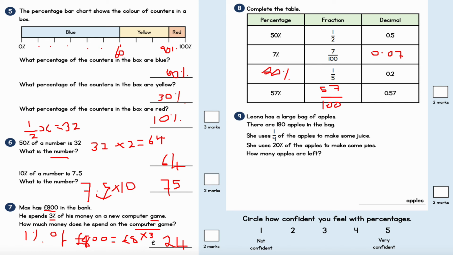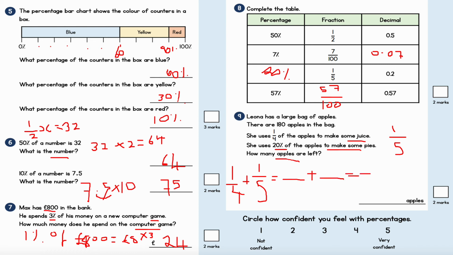This is question number 9. Leon or Leona has a large bag of apples. There are 180 apples in the bag. She uses a quarter of the apples to make some juice. She uses 20% of the apples to make some pies. How many apples are left? Well, let's just convert this percentage to a fraction. I know that 20% is the same as saying 1/5 from my previous question. So if I do a quarter plus a fifth, that will tell me how much I've used altogether, and then from there I can take it away from the whole number 1, and that will tell me what my answer is.